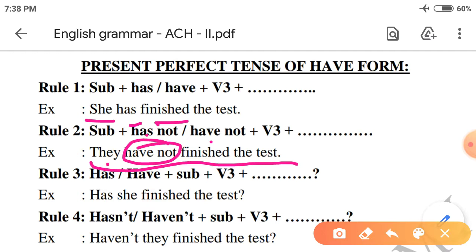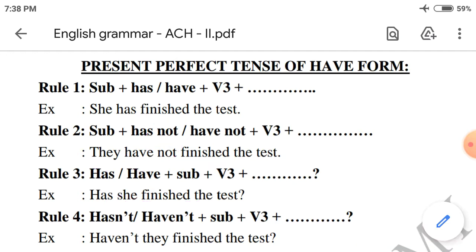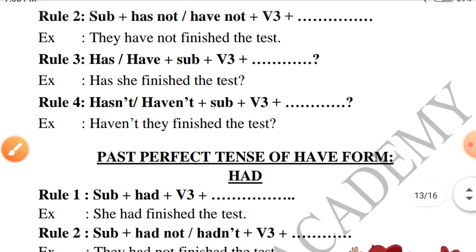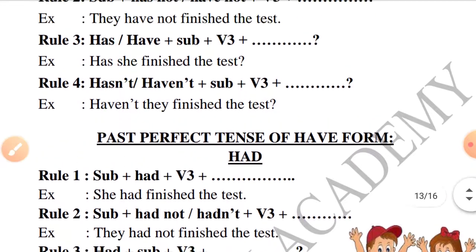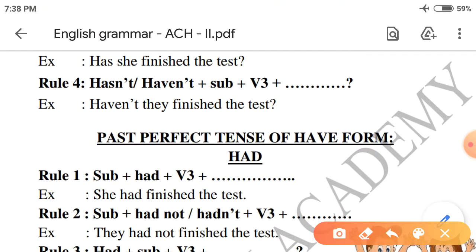So has we can use only for the third person singular. So, has she finished the test? And in this also we can frame the negative type questions. So hasn't, haven't plus subject plus V3 plus remaining part of the sentence. Here haven't or have not. They finished the test. So here haven't means the subject is they. So, haven't they finished the test?